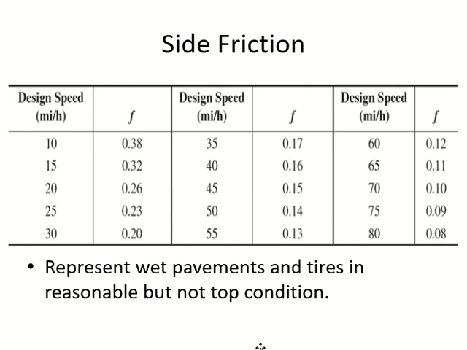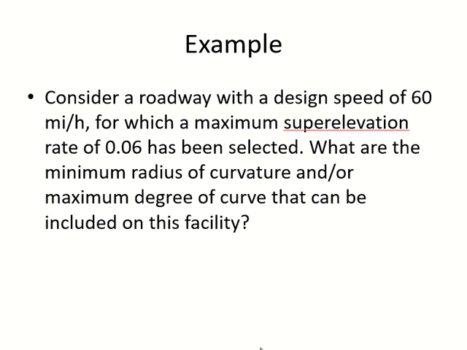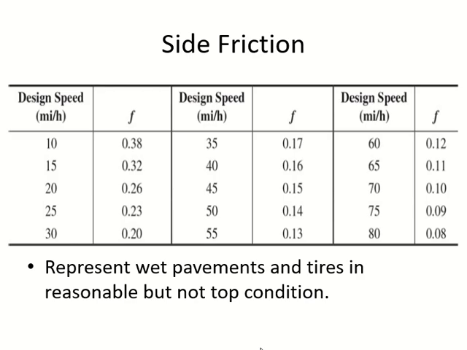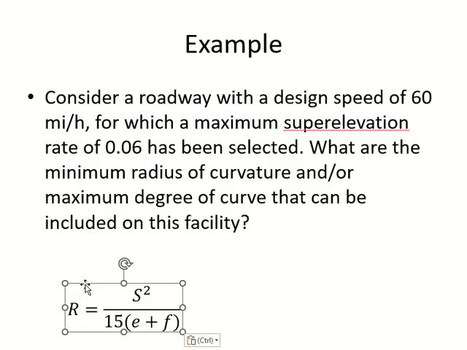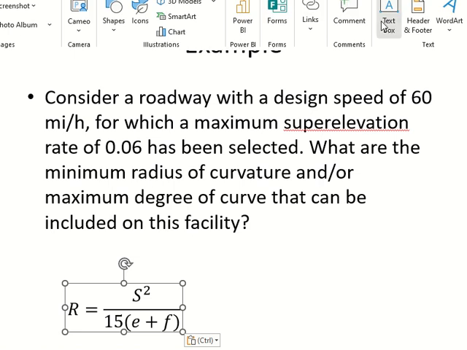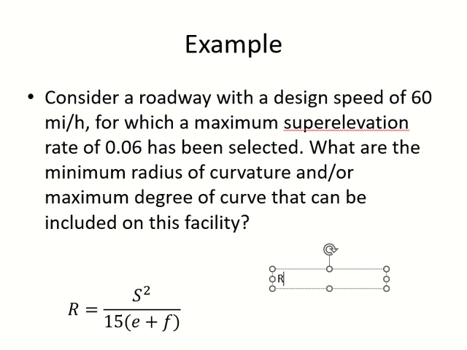The same table which I showed you in the last topic as well, for the friction. We have a road with a design speed of 60. Maximum superelevation is given. And what is the minimum radius and maximum degree of the curvature of the road? So the radius has this equation. Okay, tell me. How much radius?